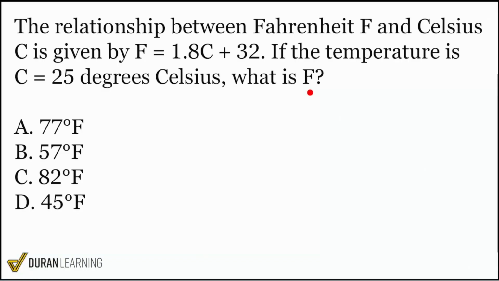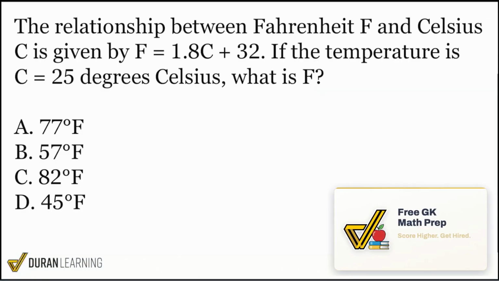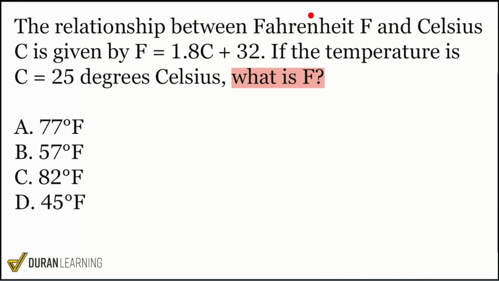That's what we want. So again, being able to interpret the information is way more important than being fast at calculating, because one mistake and you can be solving for the complete other thing. So with that, here we go. We want to find F. We have our equation right here, the relationship between Fahrenheit and Celsius. F equals 1.8 C plus 32.